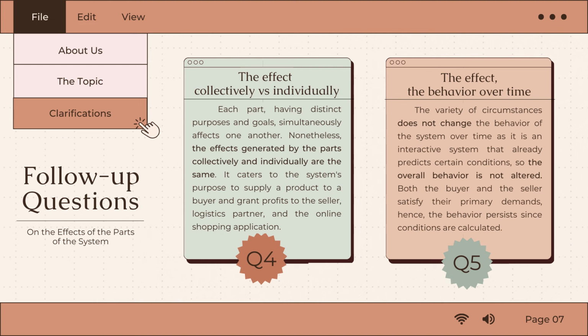Moreover, the variety of circumstances does not change the behavior over time as we have an interactive system that already predicts certain conditions. So, the overall behavior is not altered. As an example, the return and refund brings back the balance when unwanted cases arise. On one hand, both the buyer and the seller satisfy their primary demands. Hence, the behavior persists since the conditions are calculated. Otherwise, the whole system will cease to exist immediately.